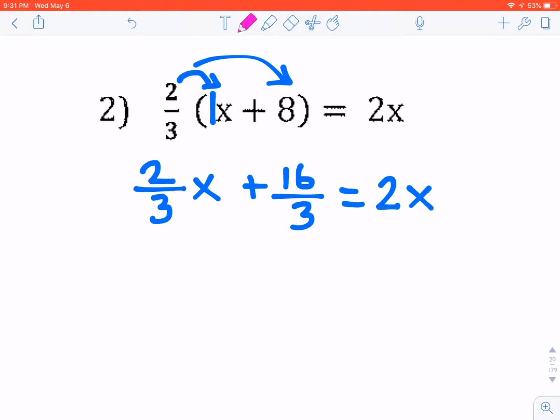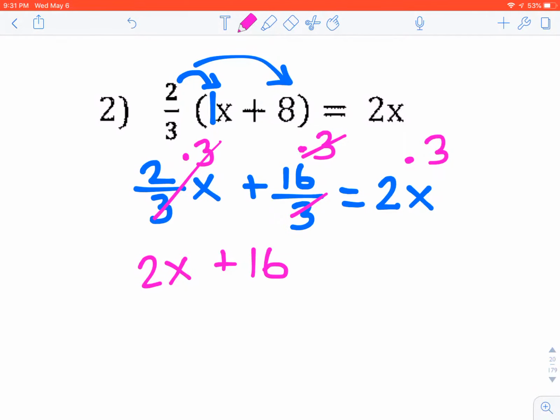Okay, so you want to remember that you're multiplying every term by the denominator. So to clear that fraction, multiply all of them by 3. Okay, so you have 2x, because the 3's cancel there, plus 16, because the 3's cancel, equals 6x. So that's a really important step. Get rid of that fraction. It will make it a lot easier for you.